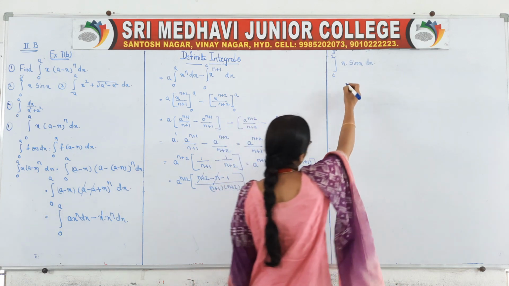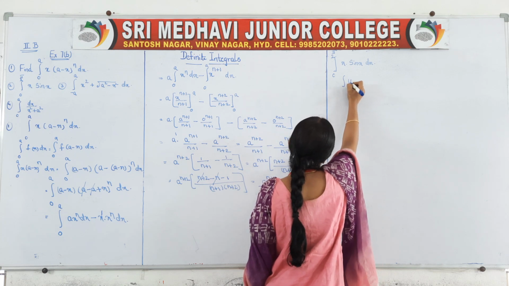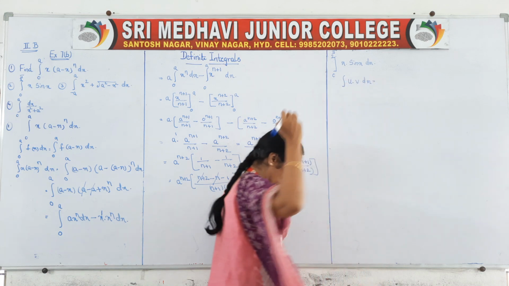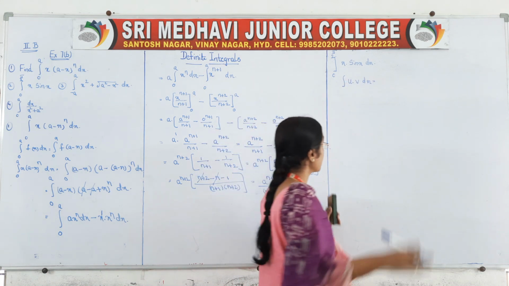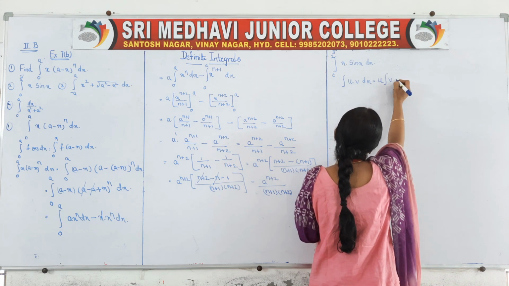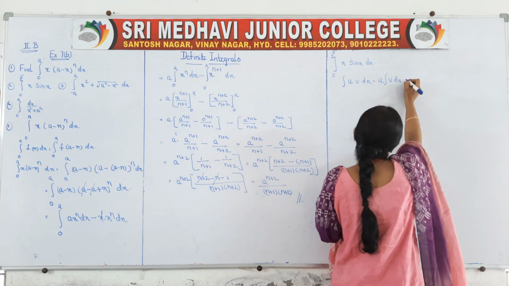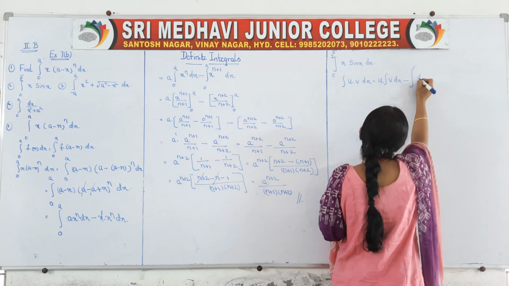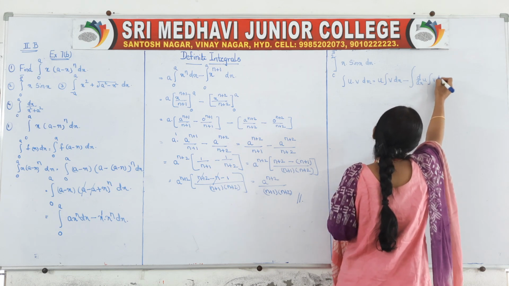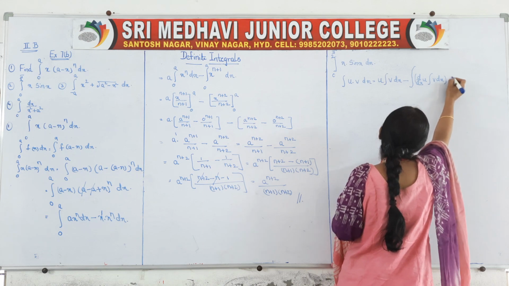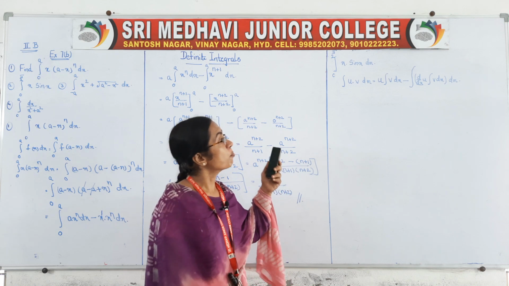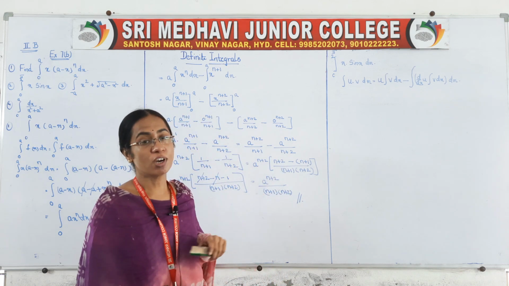There is one standard formula. What is that? The integral of the product form u into v dx is equal to: u will be as it is, we integrate v, minus the integral of the derivative of u into the integral of v, whole dx. This is called the integration by parts formula, or the product form formula.